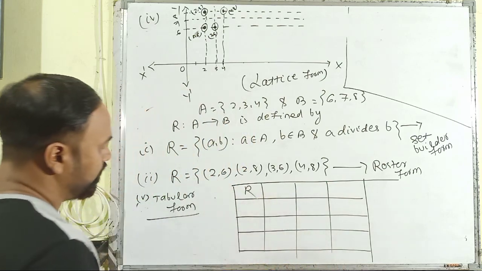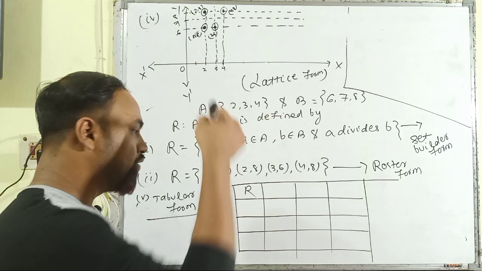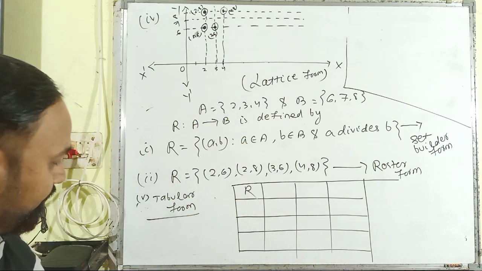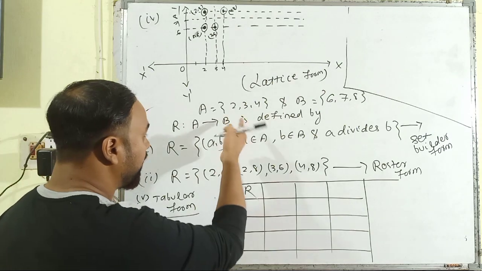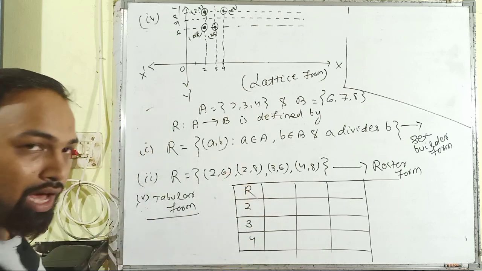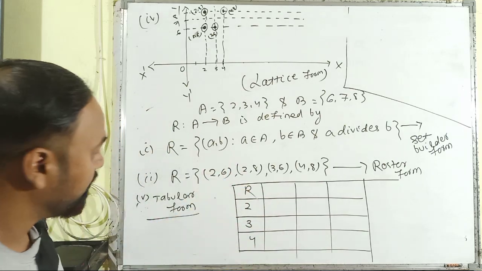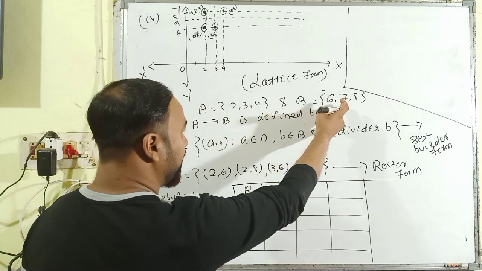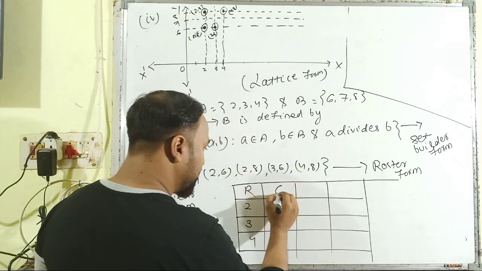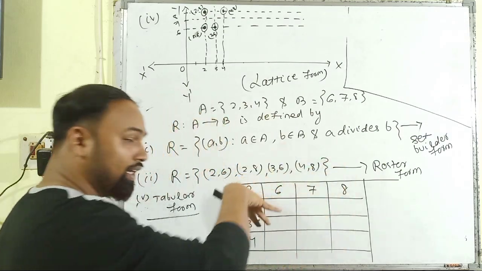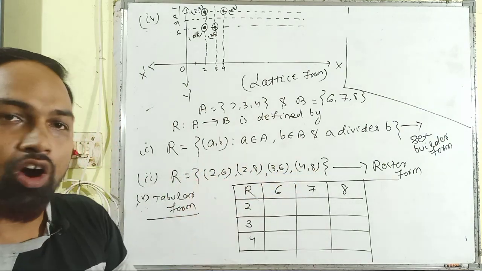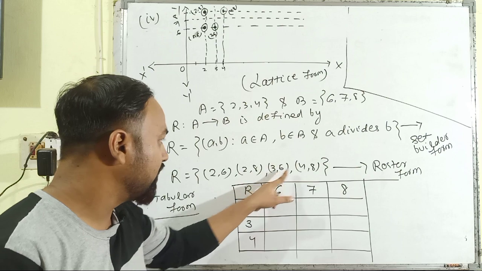We write the relation R in the topmost left position. Then we write all of the elements present in the first set below the letter R. Then we write the elements 6, 7, 8 from the second set towards the right side of R. Then again we need the roster form of the relation, that means in terms of ordered pairs, there exist (2, 6), (2, 8), (3, 6), (4, 8).